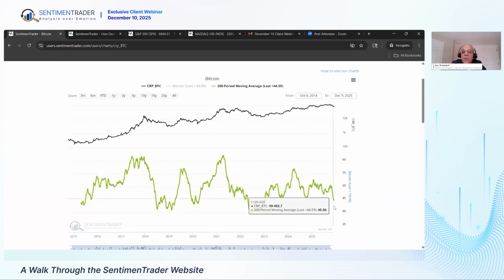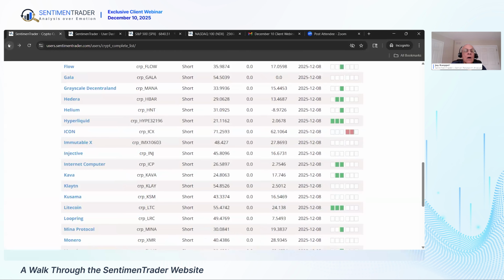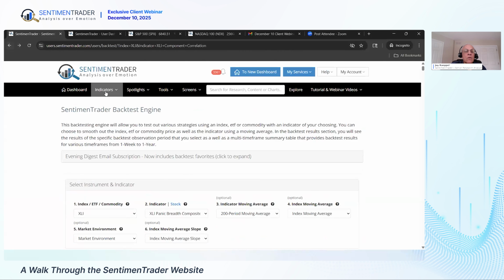If I were going to test this right now, I would go to Backtest Engine and say, what happens when this gets below 45? Or what happens when it crosses above 45? So that's kind of a way to analyze some of these sentiment indicators. And again, we have that for all of these. So Ethereum, same thing, familiar with Litecoin, so on. So that's just a quick look at that.